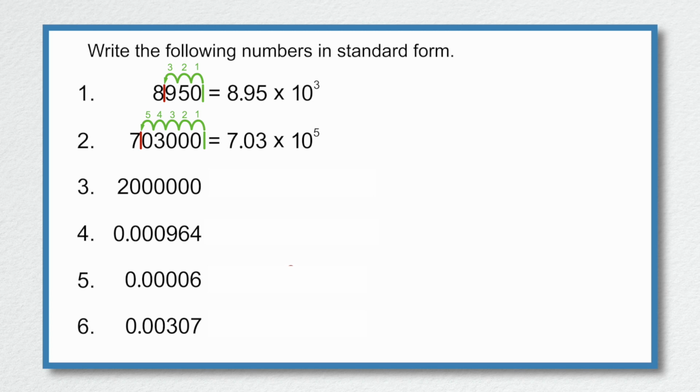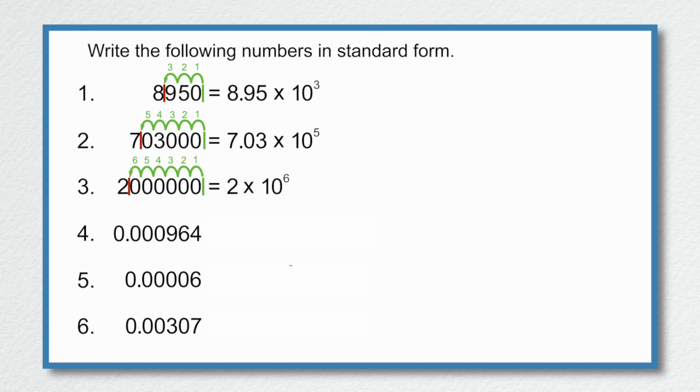Here we've got 2 million. So the answer is going to be 2 multiplied by 10 to the power of something. Here's our cutoff point. Here's the decimal point. 1, 2, 3, 4, 5, 6. So the answer is 2 multiplied by 10 to the power of 6.